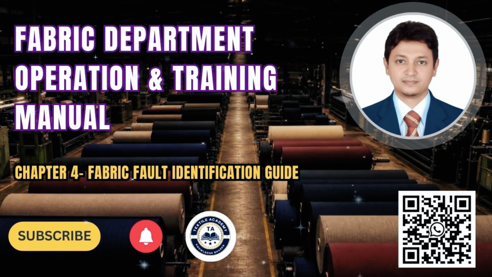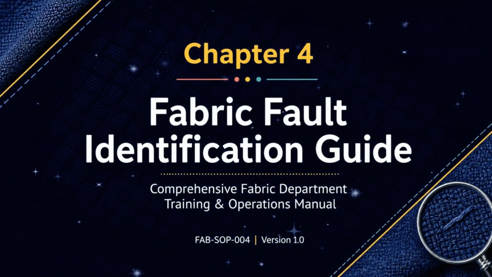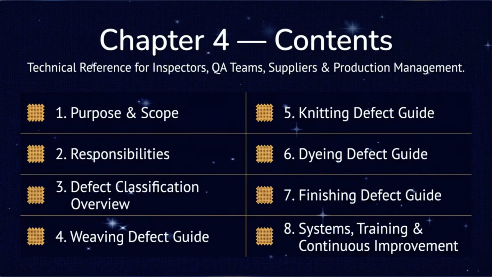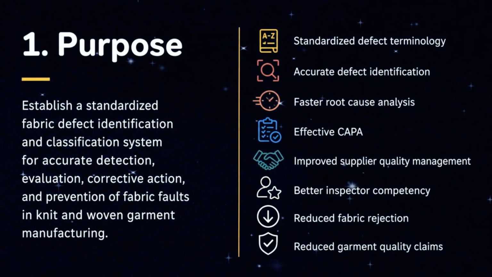Welcome to the Fabric Fault Identification Guide, a comprehensive resource for our production and quality assurance operations. This video covers Chapter 4, providing essential training and operational procedures for identifying and managing fabric defects. We will explore the scope and responsibilities of our teams, classification standards for various defects, and detailed guides for weaving and knitting faults. Our purpose is to establish a standardized system to improve detection, root cause analysis, and overall fabric quality in our manufacturing process.